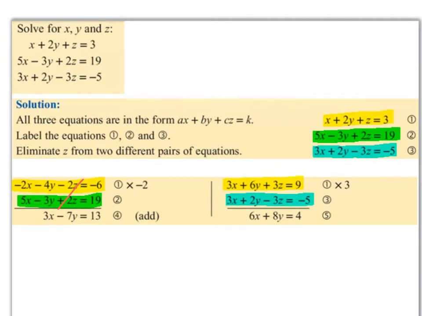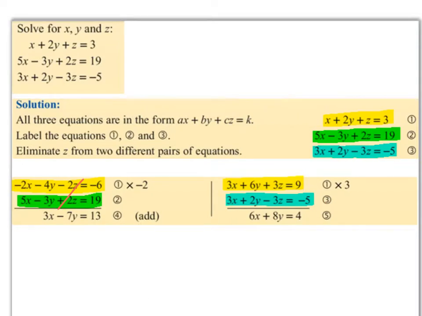Then we take another two equations. It doesn't matter which two, so long as it's different. So again, we're going to go with equation 1, and this time equation 3. So you could have gone with equation 2 and equation 3 as well. So equation 1, we're going to multiply by 3. So x times 3 is 3x, 2y times 3 is 6y, z times 3 is 3z, and 3 times 3 is 9. And we don't need to do anything to equation 3, we just write it down.